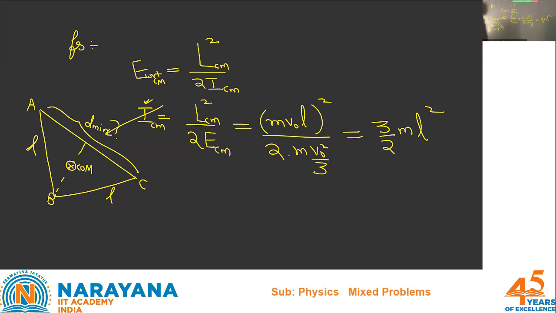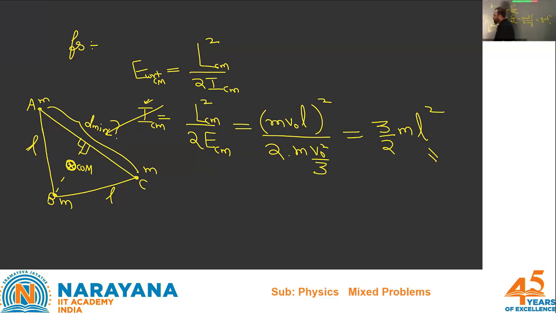So I have got this expression of ICM. If I can write this expression again, there's a mass M here, there's a mass M here, and there's a mass M here. If I can write the moment of inertia about the center of mass, my purpose is solved. So the question is to write the moment of inertia about the center of mass.